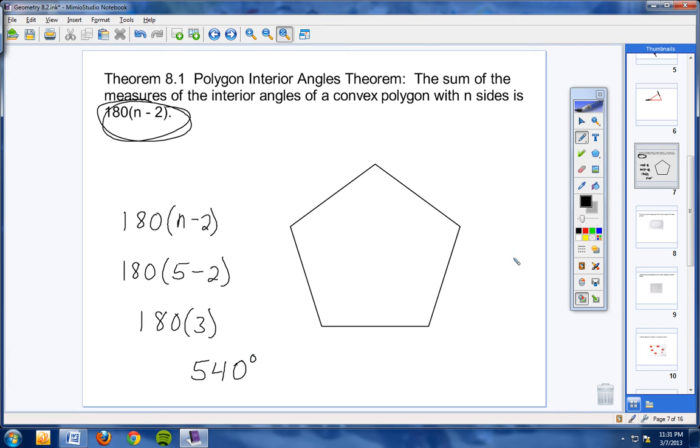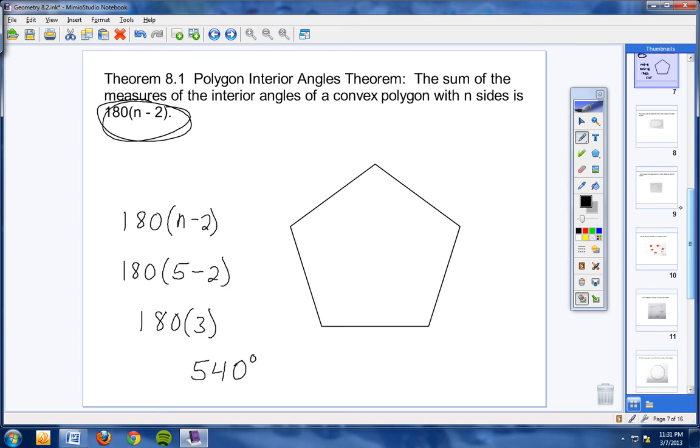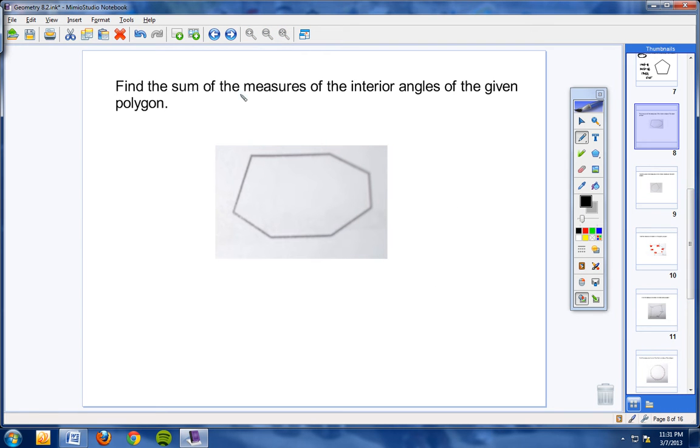Pretty cool. So with that in mind, let's do some more problems here, and I'll give you some chances to earn some bonus points. So here we go. Let's go really fast. Find the sum of the measures of the interior angles of the given polygon. I'm going to pause while you copy this in your notes, so please do that now. And then feel free to work ahead if you want to. Please copy this in your notes.